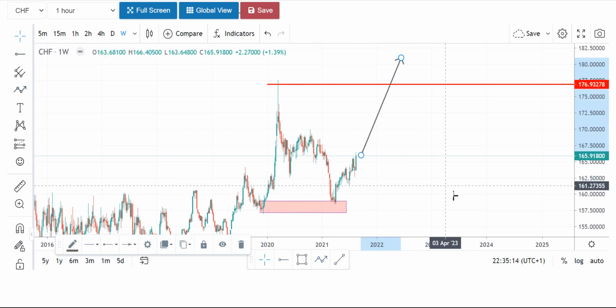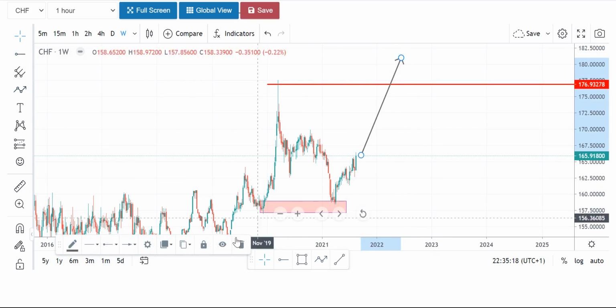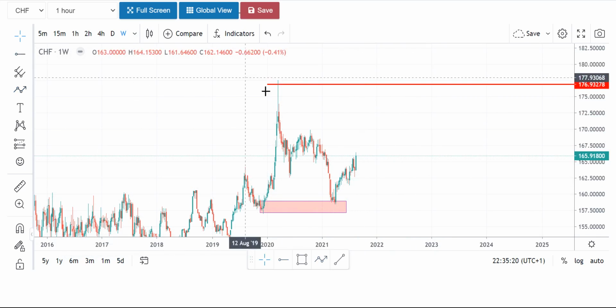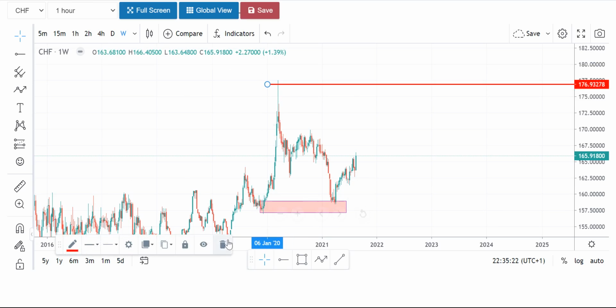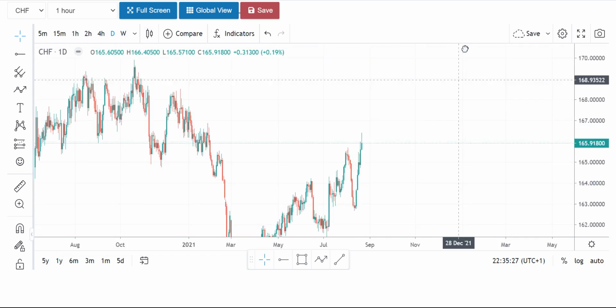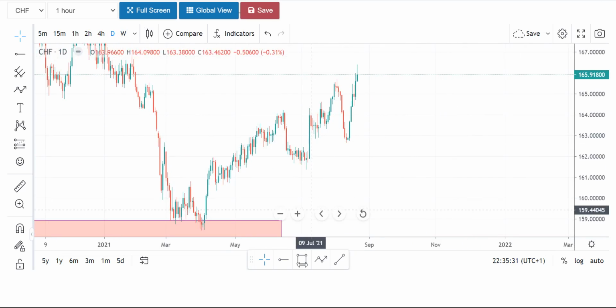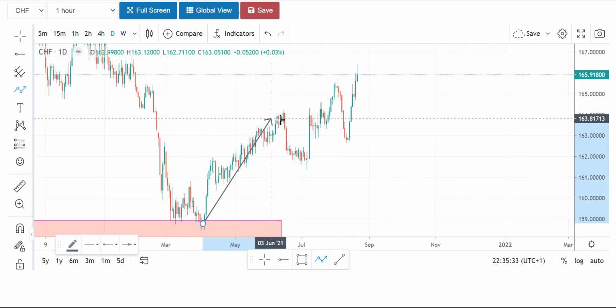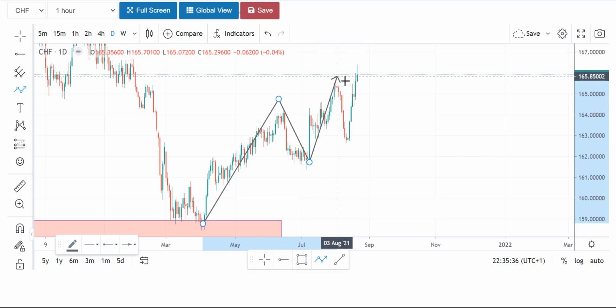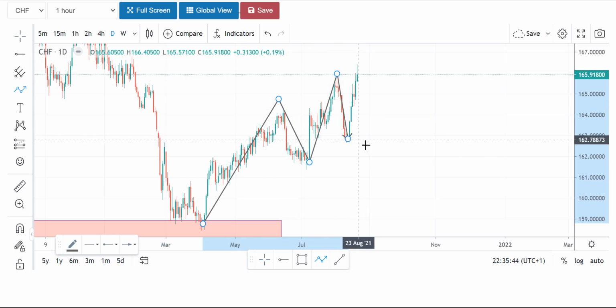But mind you that this is a weekly time frame, so it's going to take weeks before this is going to happen. Now let's move to the daily time frame. From the daily time frame, we can see that it's been bullish on CHF. So what can we see? We can see higher highs, higher low, higher highs, higher low.